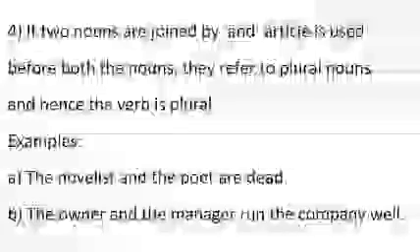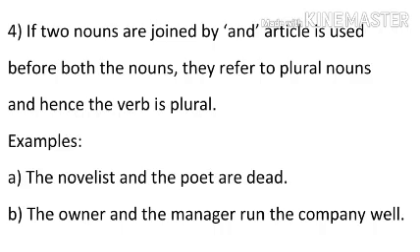If two nouns are joined by and, and an article is used before both the nouns. In the previous one, the article was before the first noun, so the two nouns were considered as one subject, and here if the article is used before both the subjects, then they refer to plural nouns, and hence the verb is plural. For example, the novelist and the poet are dead. Take care, children: the novelist and the poet. The is before novelist also and poet also. So these are two different persons, and the verb, that is why, will be of plural number, are.